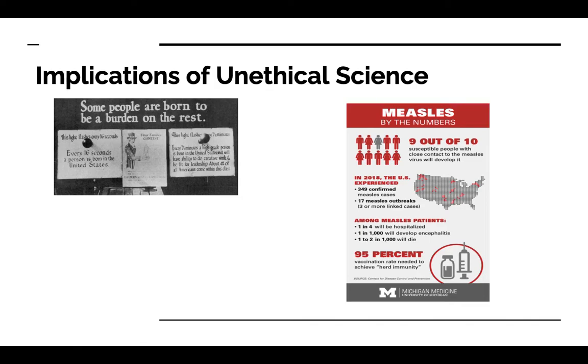And again, people look at this and go, well, it's not too bad. It's 1 in 1,000 will die, or 1 in 1,000 will develop encephalitis. But again, that's not the point. The point is because of people's selfishness and because of people's ignorance, other people are losing their loved ones because of something that could have been easily avoided.